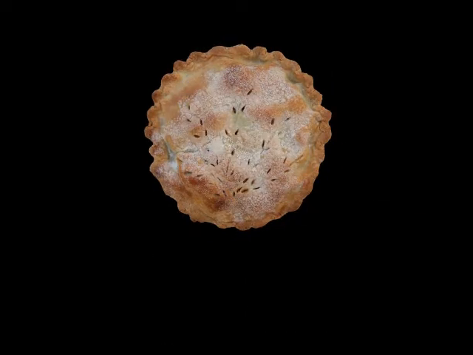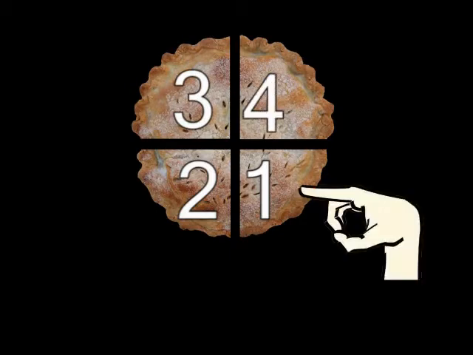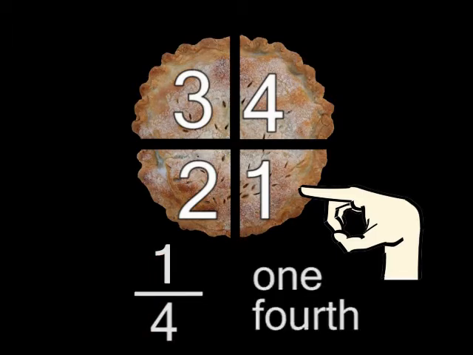If Mom divides the pie into 4 equal parts, it will look like this. 1, 2, 3, 4. If Mom gives you this piece, then you will have one of the 4 parts of the pie. What fraction of the pie do you have? You have one of 4 parts. This fraction is called 1/4. It is written 1 over 4. 1 over 4 is 1/4.